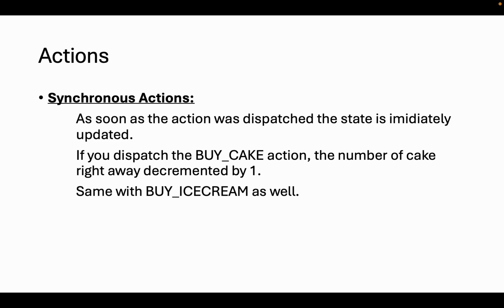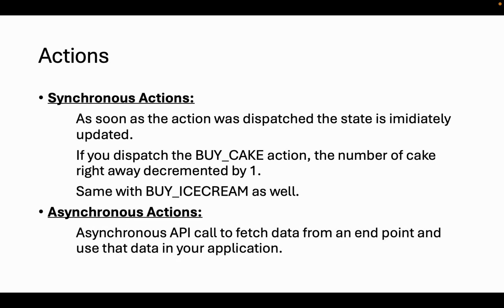But what if we have a requirement that we have to call an API? After that, once the response of the API comes, then we have to update the state in our action or reducer method. In that scenario, some sort of actions, known as asynchronous actions, will turn up in our application. How will we deal with them, and how will we work with them? Asynchronous means an asynchronous API call: fetch data from an endpoint and use that data in your application.